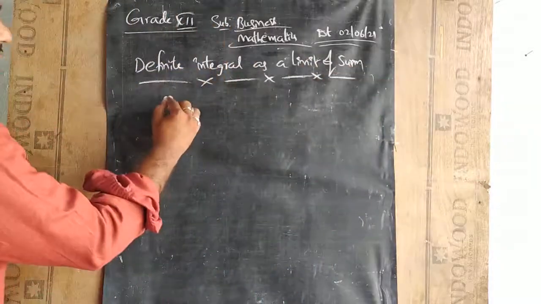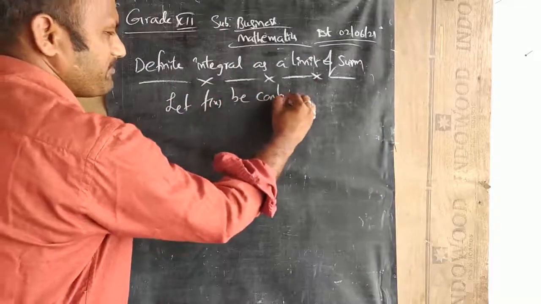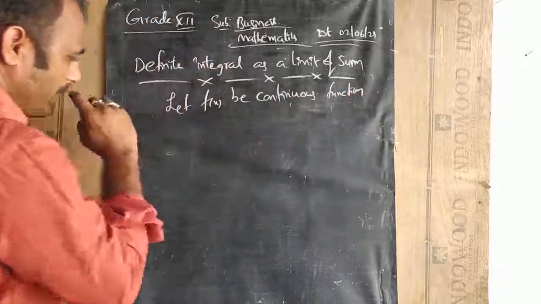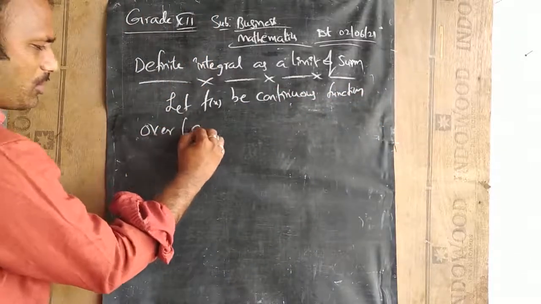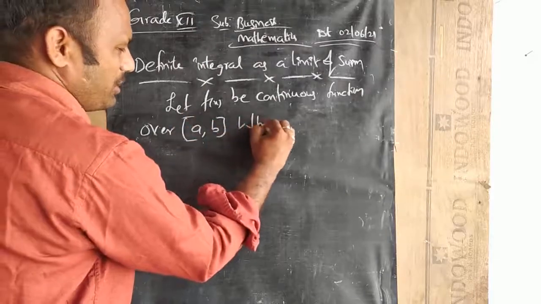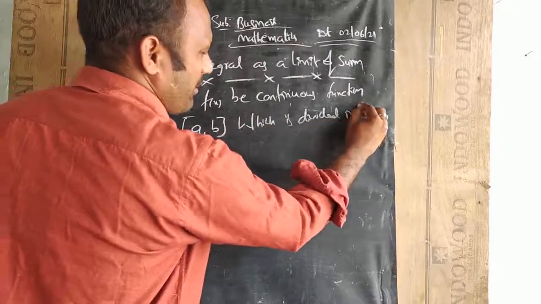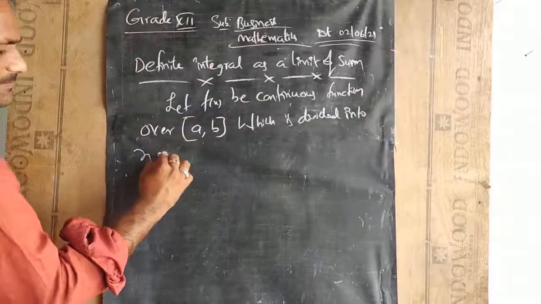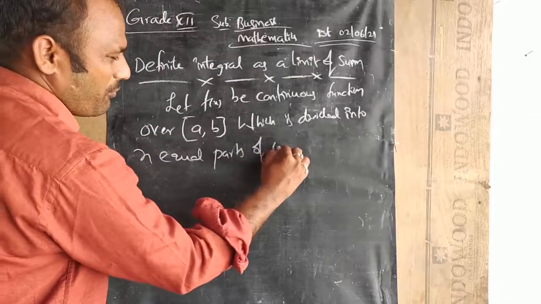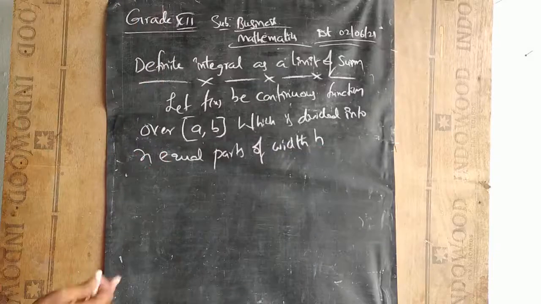Let f of x be a continuous function over the closed interval a comma b, which is divided into n equal parts of width h. So we are representing the width as h.